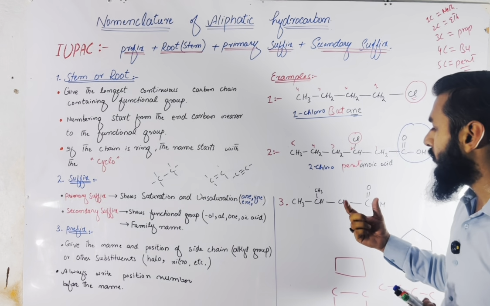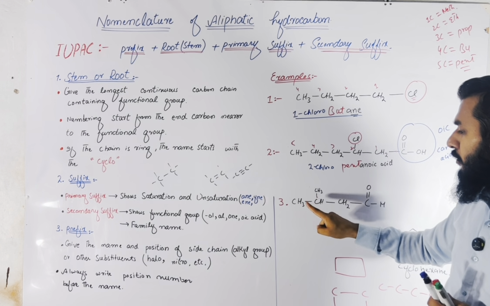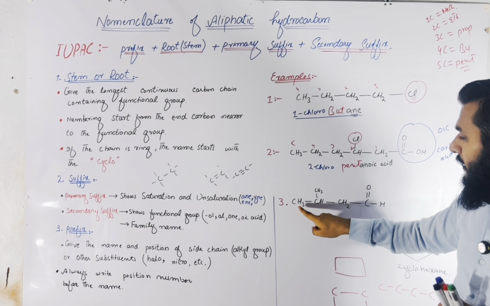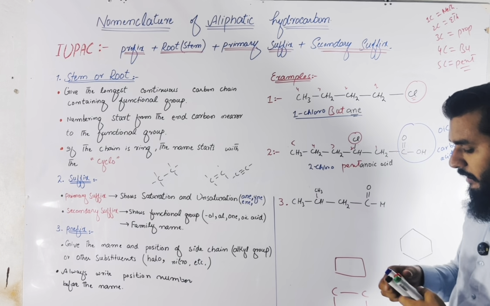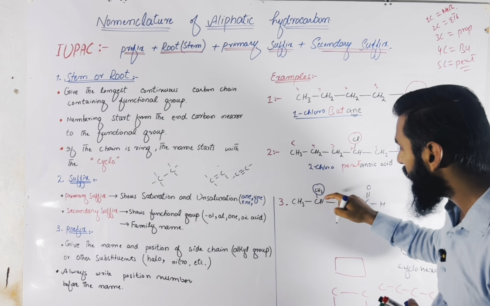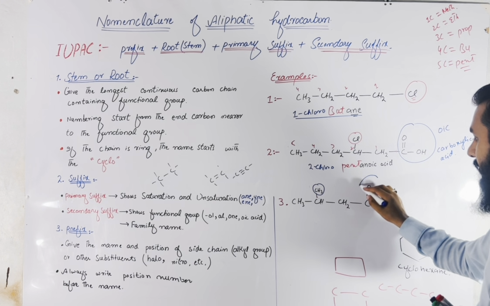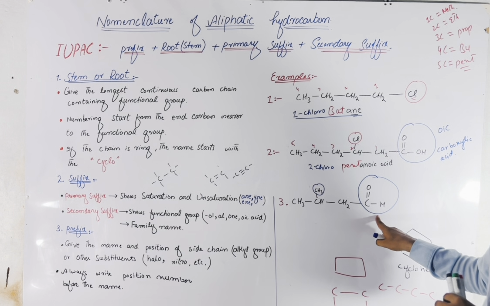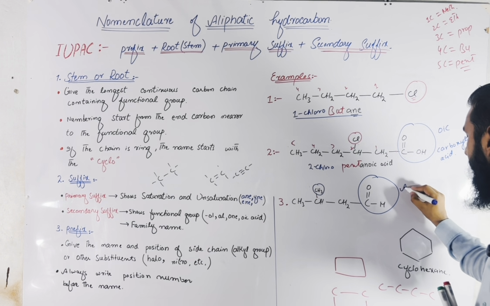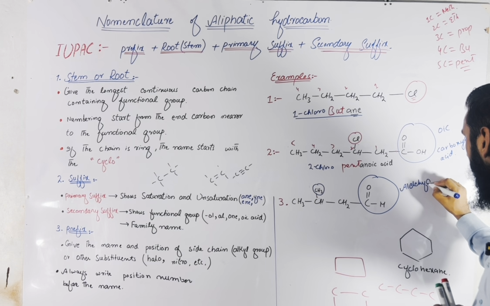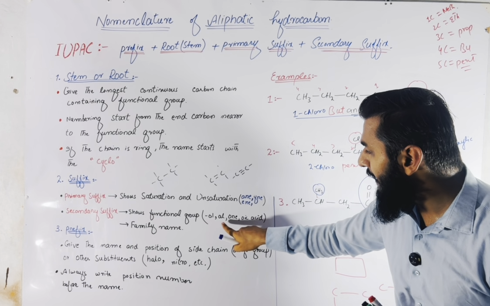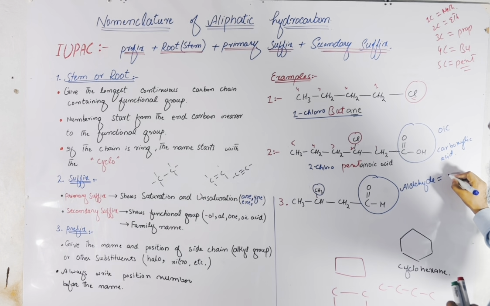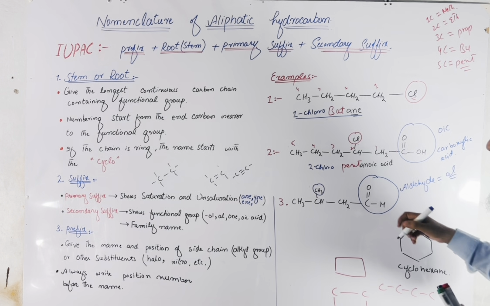Now we will talk about the third example. We know that the longest carbon chain is this one, carbon number 1, 2, 3. This is the longest chain, and this is the side group or side chain, and this is the functional group, which is called aldehyde. For aldehyde we use "al". So this is al for aldehyde.